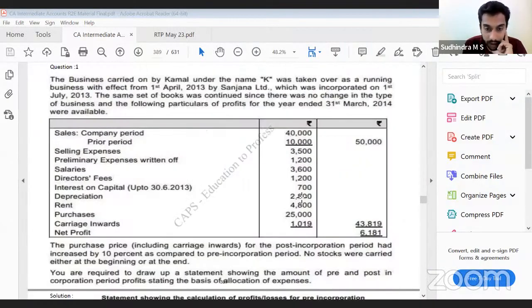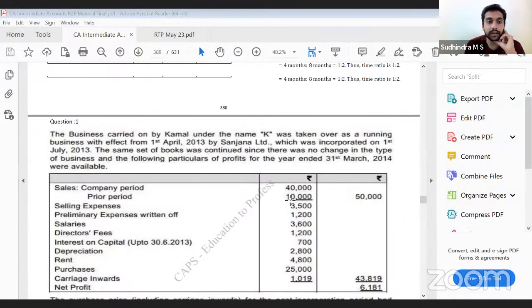Okay. So that's it. These are the concepts that we have. We'll quickly look into some of the questions. If we can come to the material, page number 381, I think. Yeah, page number 381. We have question number 1.